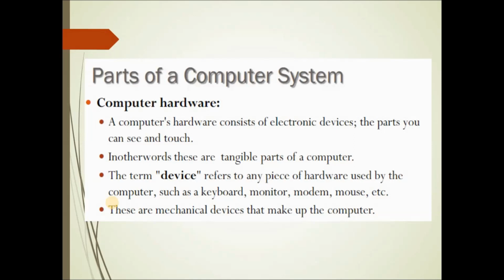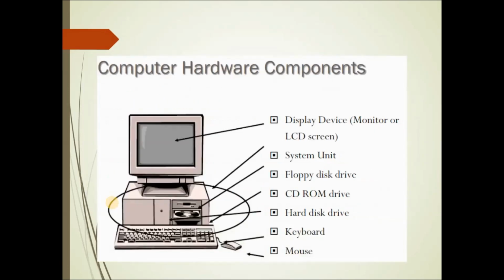So this is hardware. After that, the computer hardware components are the display device, LCD screen, the monitor, system unit, floppy disk, CD-ROM, hard disk, keyboard, mouse. These are the computer hardware. Okay, now see, system unit. Inside the system unit, you will get everything. The system unit, we can say CPU.